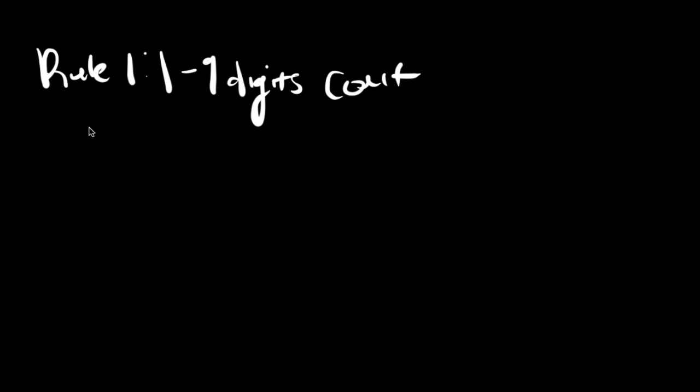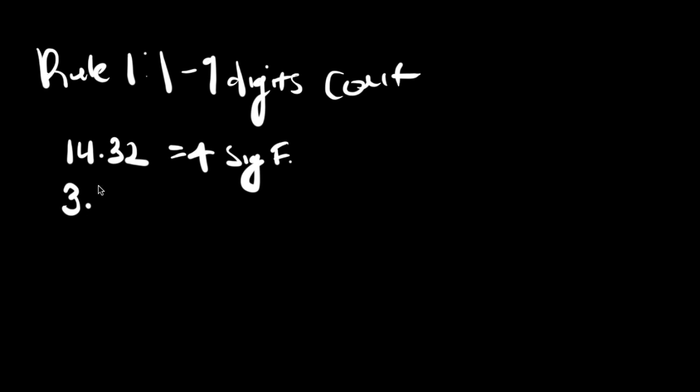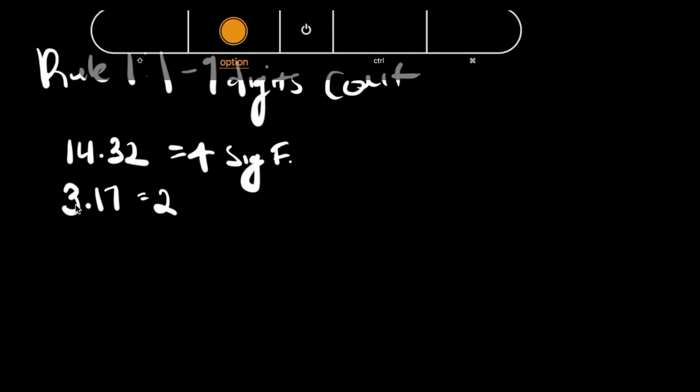Okay, let me give you an example. Let's say we have 14.32. Obviously, this is one digit right here, that's another digit, another digit, and another digit. So that would equal 4 sig figs. One more. Let's say we have 3.17. That equals 3 digits.